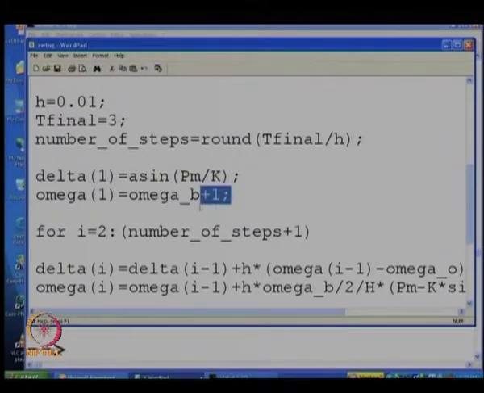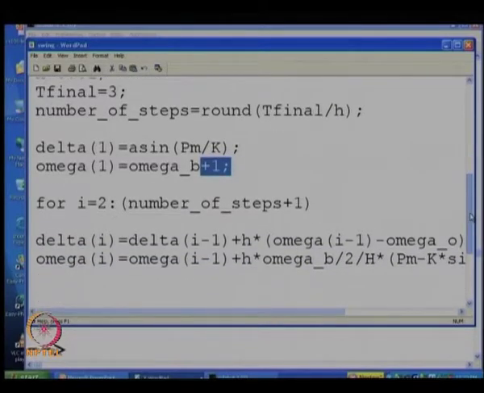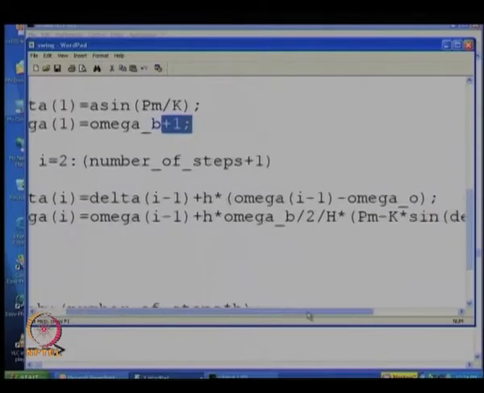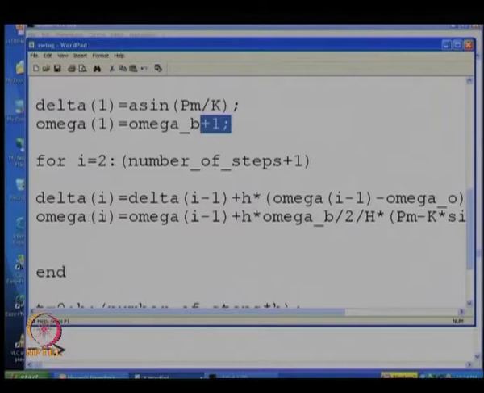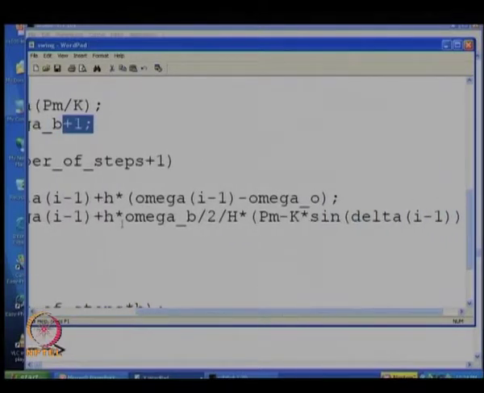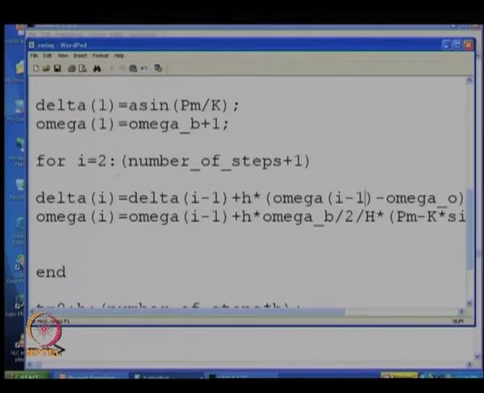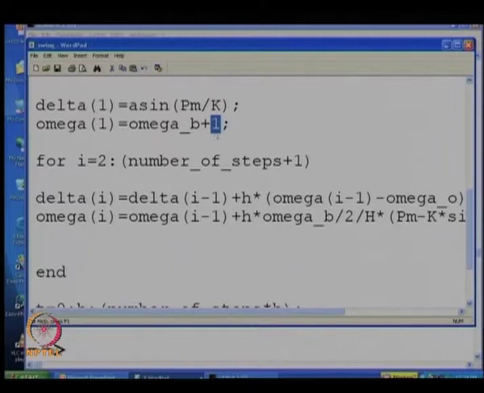So, I have given you an initial condition which is not equal to the equilibrium value. If I had given you the equilibrium value, the system would simply not move, it would just remain where it is. So, if I apply Euler method, you have delta of I is equal to delta of I minus 1 plus h times omega minus omega base. So, we are just numerically integrating the system by Euler method. The omega I is equal to omega I minus 1 plus h times omega base divided by 2 times the inertia constant into P m minus k sin delta. This is easy to evaluate. If I know what the initial values of delta and omega are, I can find out the new values. Since I have given an initial condition which is not the equilibrium condition, of course, if I had made this 1 zero, we would be at equilibrium.